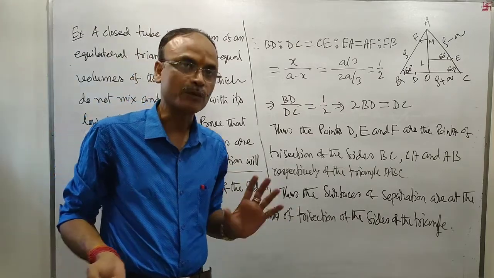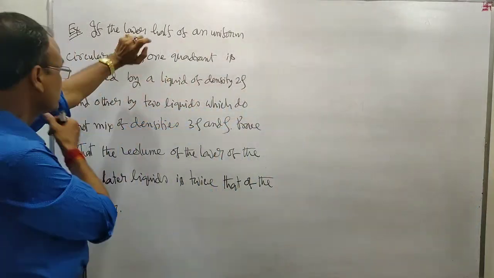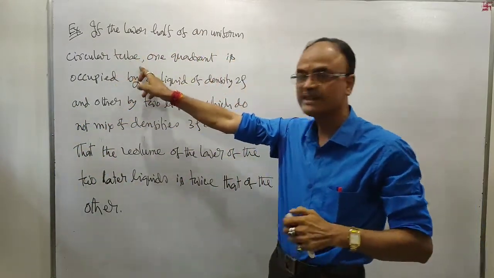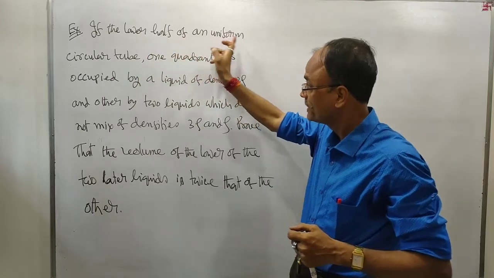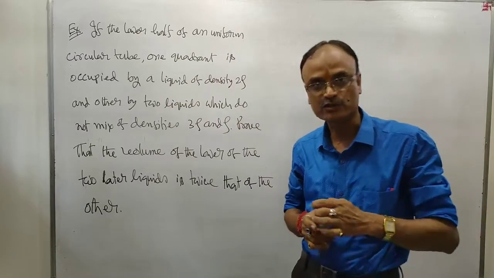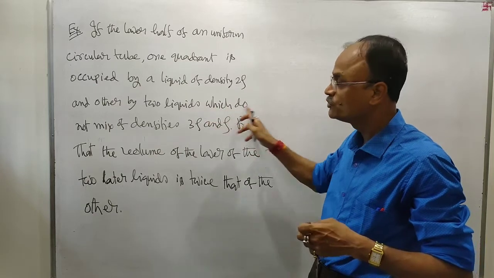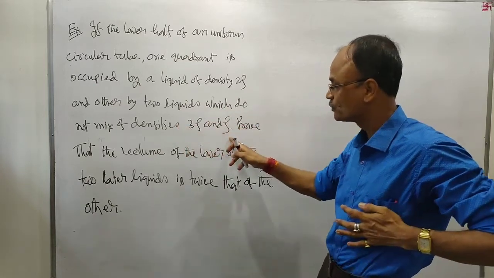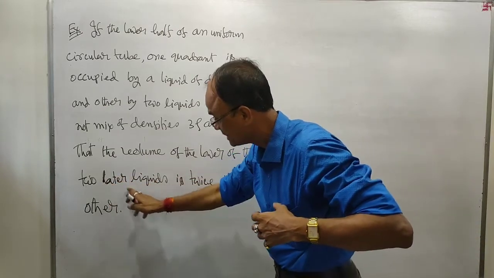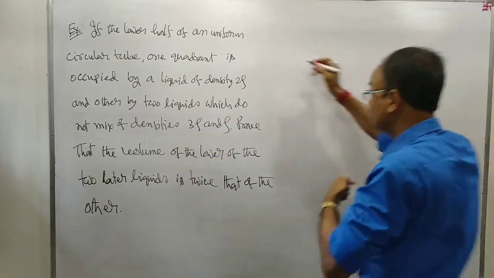Let us take another problem. Let me write the problem here. If the lower half of a uniform circular tube, one quadrant is occupied by a liquid of density twice rho, and the other two by liquids which do not mix, of densities thrice rho and rho, prove that the volume of the lower of the two latter liquids is twice that of the other.